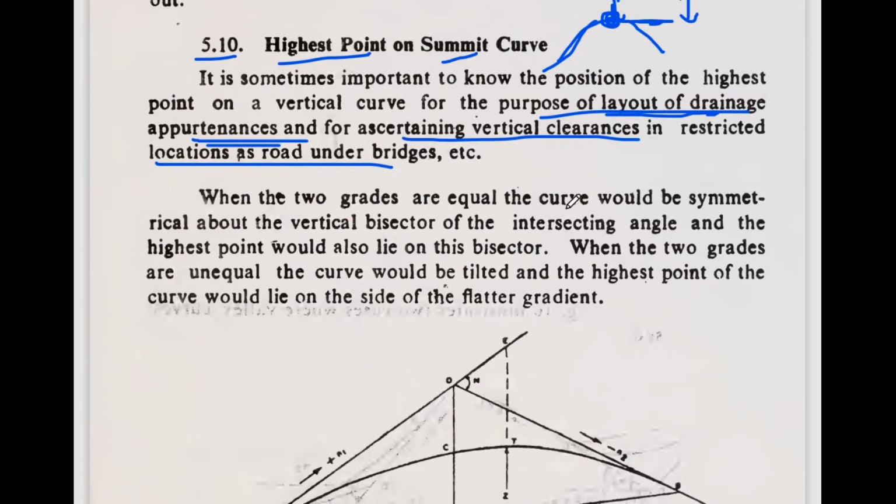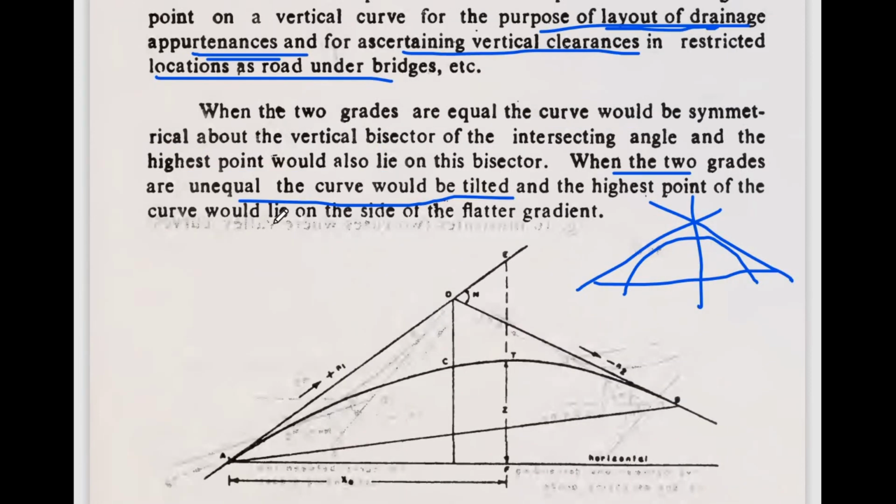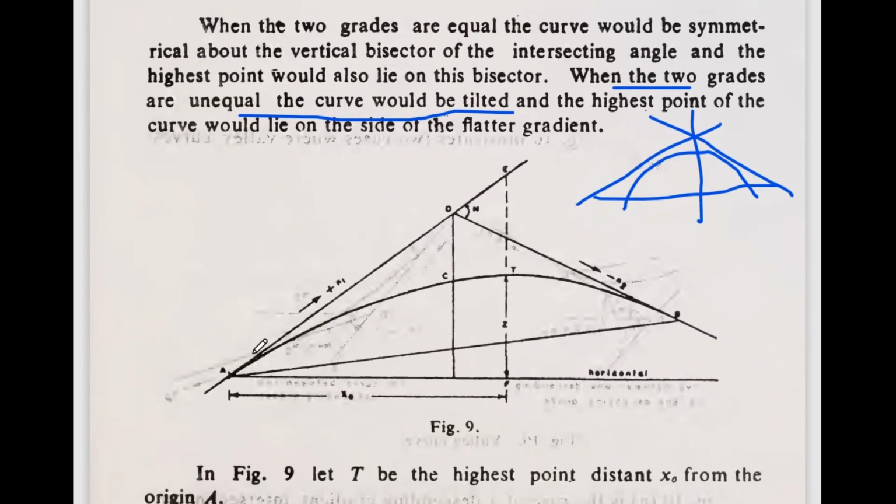When the two grades are equal, the curve would be symmetric and would be the vertical bisector of the intersecting angle. So obviously if this grade and this grade are similar, then our curve will be symmetric. And when the two grades are unequal, the curve will be tilted and the highest point of the curve will lie on the side of the flatter gradient. As we can see in the figure, this is gradient 1 and this is gradient 2. Since these two are unequal, our curve will be tilted towards the flatter gradient. Since this is the flatter gradient, our curve will be tilted to this side.